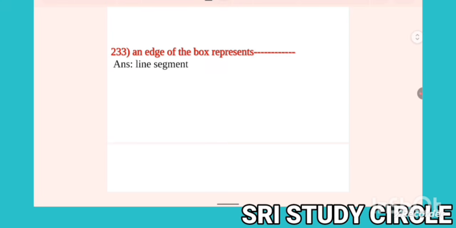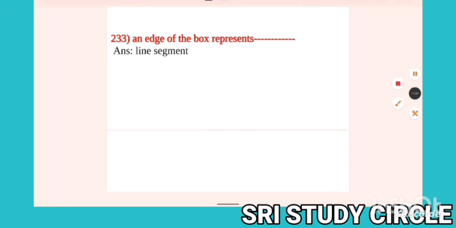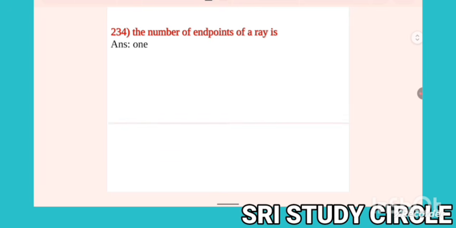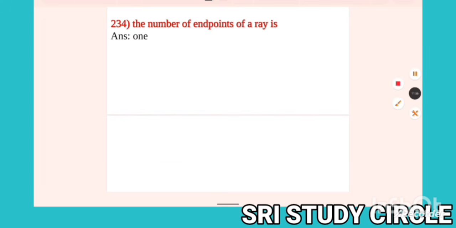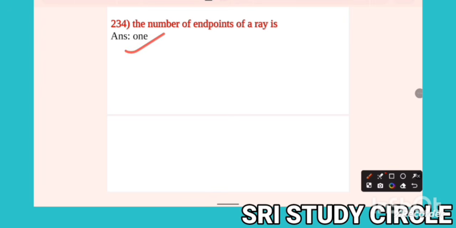An edge of the box represents a line segment. An edge of the room, line segment. An edge of the blackboard, line segment. Number of endpoints in a ray: 1, already discussed.